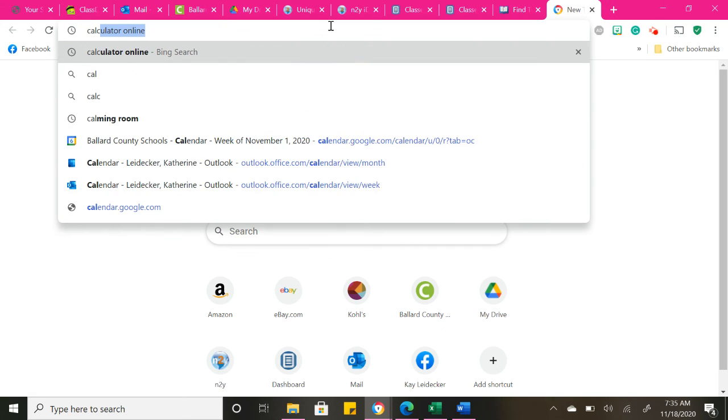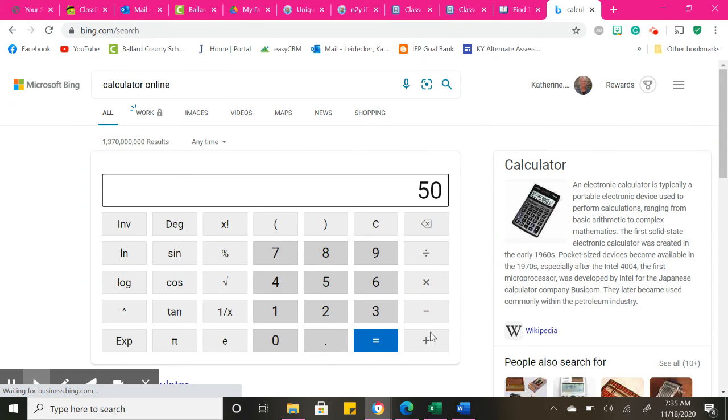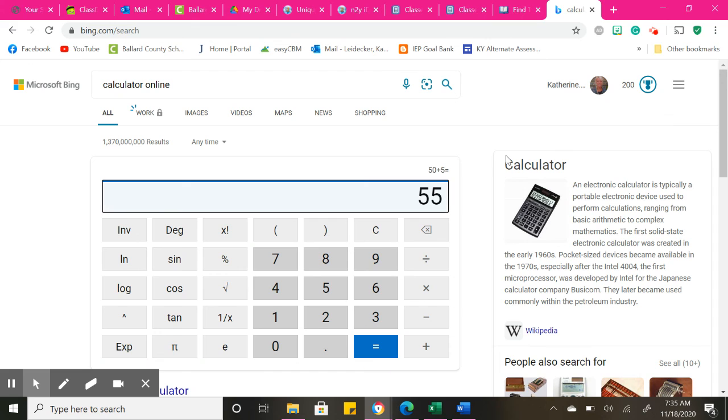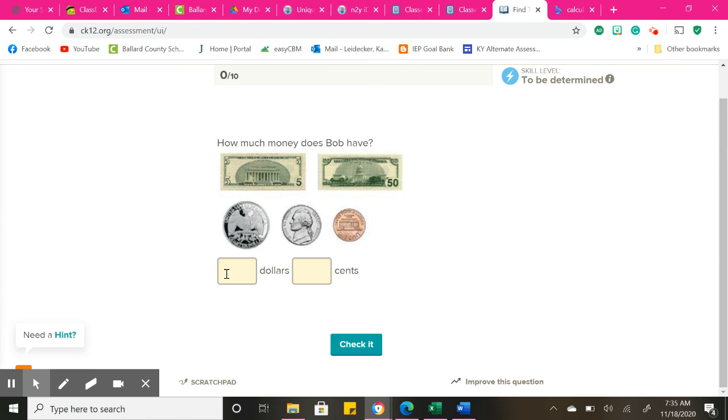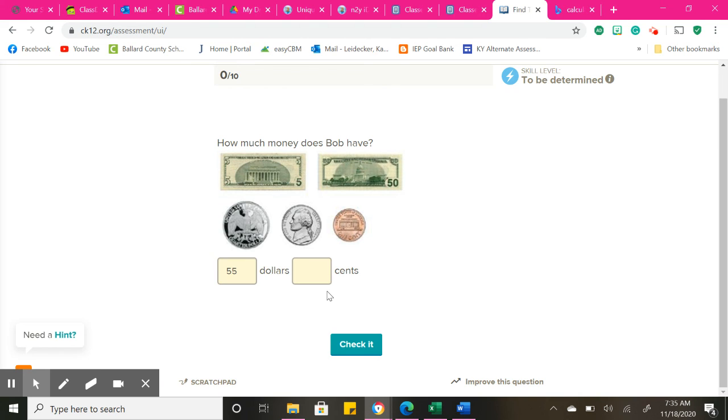So calculator online. So we have a 50 plus a $5 bill would be 55. And then, so we have $55. And then our cents, we have 25, which is a quarter. And then a nickel, which is 5 cents. And then a penny. So 25 plus 5 plus 1. 31 cents. Check it.